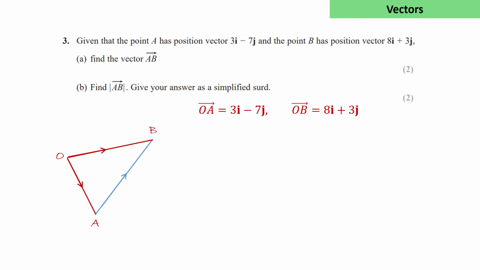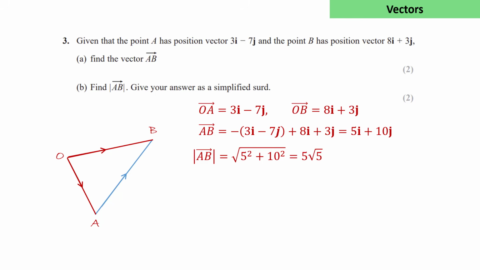We're asked to find the vector AB. We start at A, we have minus OA, it's the opposite direction to OA, plus OB. So AB equals minus 3i minus 7j plus 8i plus 3j. We simplify that to get 5i plus 10j. To calculate the modulus, it's simply Pythagoras, the square root of 5 squared plus 10 squared, which we can simplify to 5 root 5.